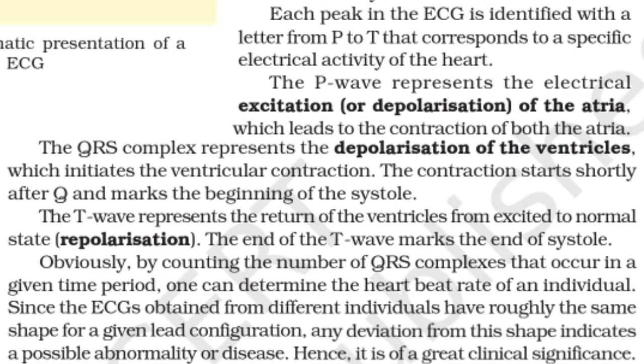Obviously, by counting the number of QRS complexes that occur in a given time period, one can determine the heartbeat rate of an individual. Since the ECGs obtained from different individuals have roughly the same shape for a given lead configuration, deviation from this shape indicates a possible abnormality or disease. Hence, it is of great clinical significance.